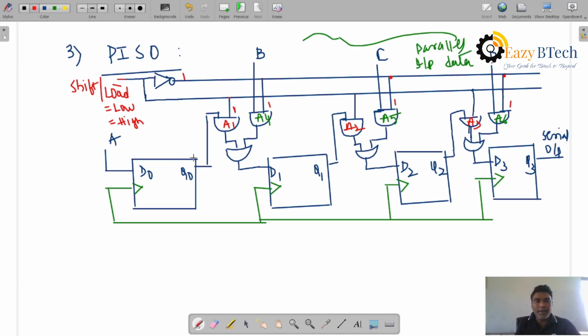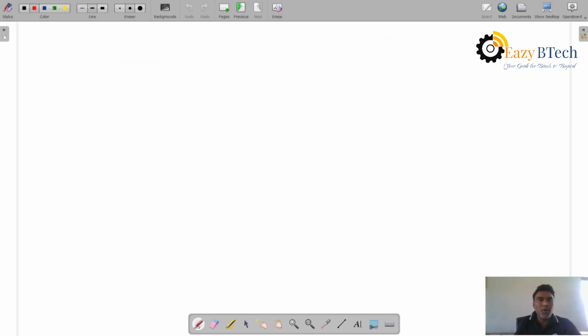Then the data previously taken in parallel, from Q0 it will be applied. So when it is high, the data will be processed through shifting to the next level. First, parallel data is taken when shift load bar is equal to low. So these AND gates A4, A5, A6 will be on. Second, A1, A2, A3 and shifting to the next level D1, D2, D3, when shift load bar is equal to high.